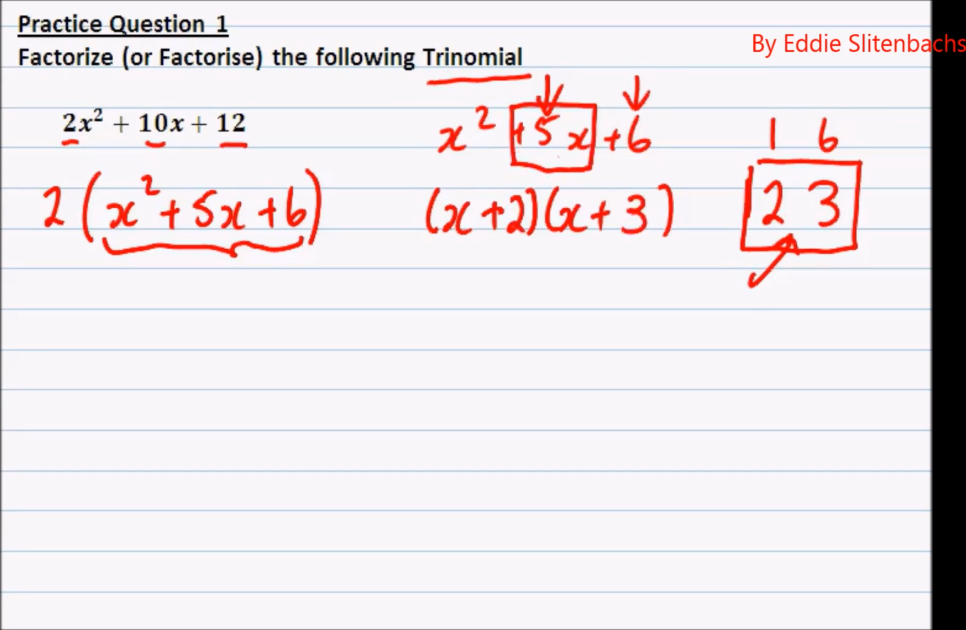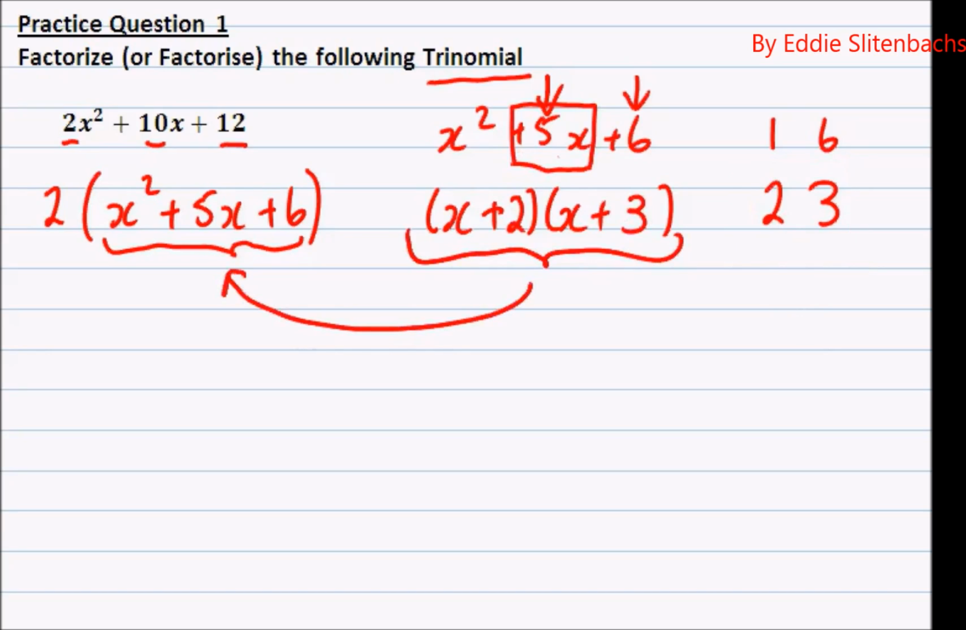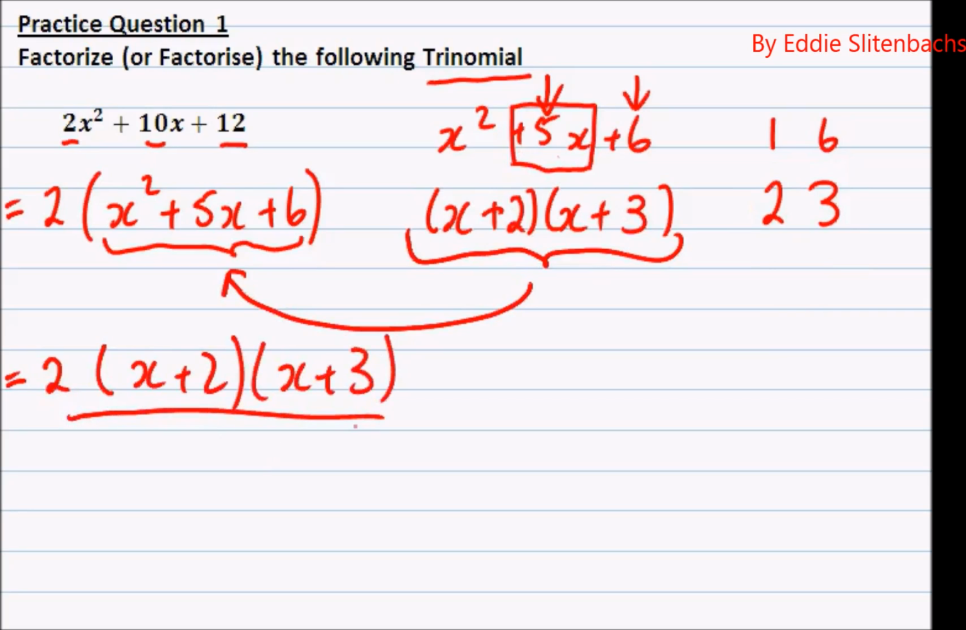All right, so that should be fairly okay for you. Now that was going to be the same as our factorized form of what we had in the bracket before. So I'm going to replace what I had in the bracket with that. That's going to be x plus 2 and x plus 3. So now that is our factorized form. All right, so to factorize that, that's going to be our answer down the bottom there.